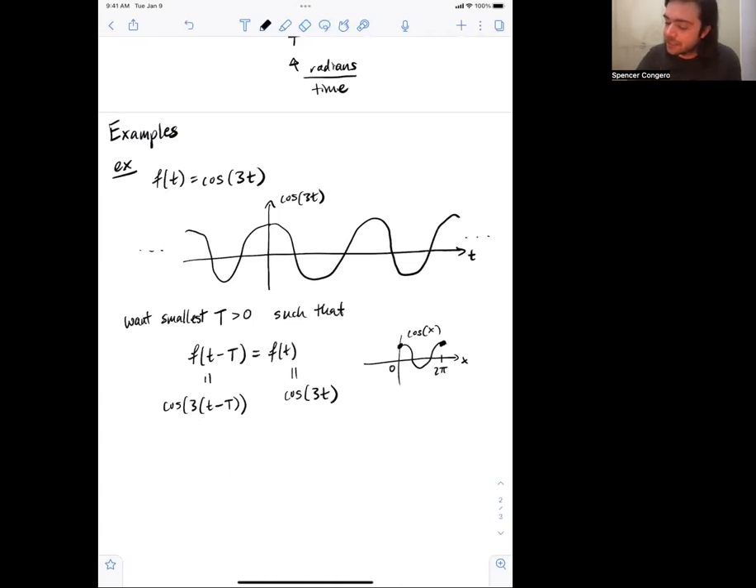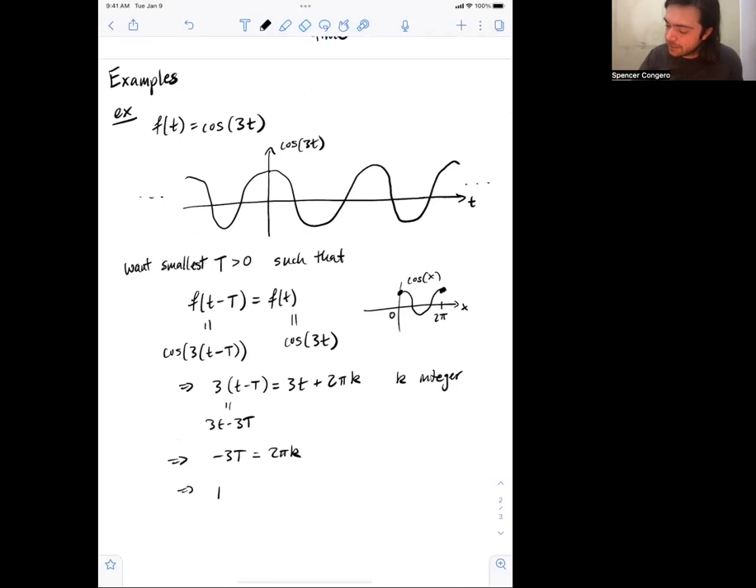Okay, so if this is the case, then that means that 3(t minus big T) is going to equal 3t plus some integer multiple of 2 pi, so 2 pi k, where k is an integer. Okay, and you can see over here, I get 3t minus 3 times big T. The 3t's cancel. And that means that negative 3 big T is going to equal 2 pi times some integer k. Okay, so that means that big T is going to equal negative 2 pi k over 3.